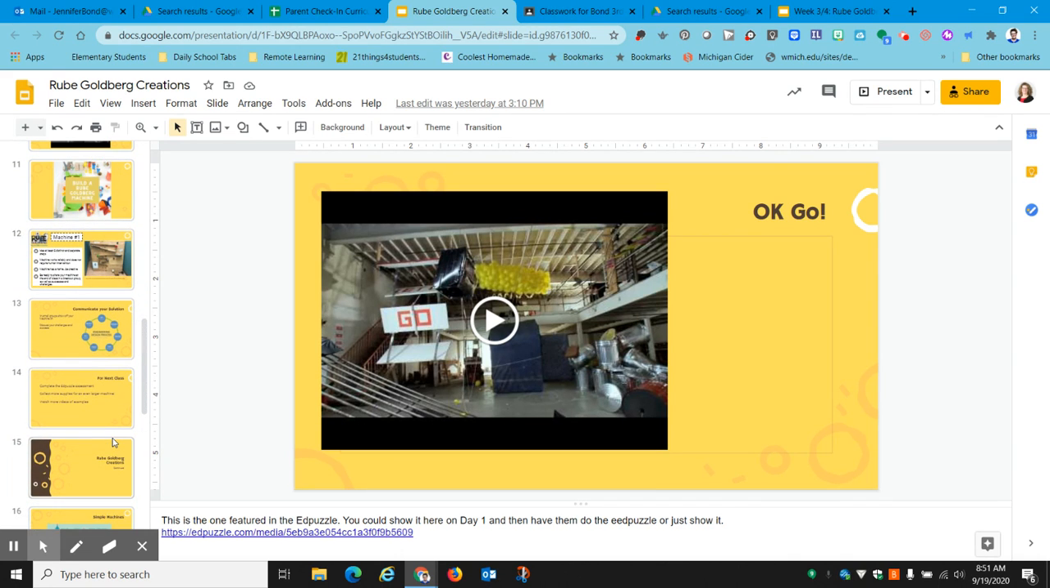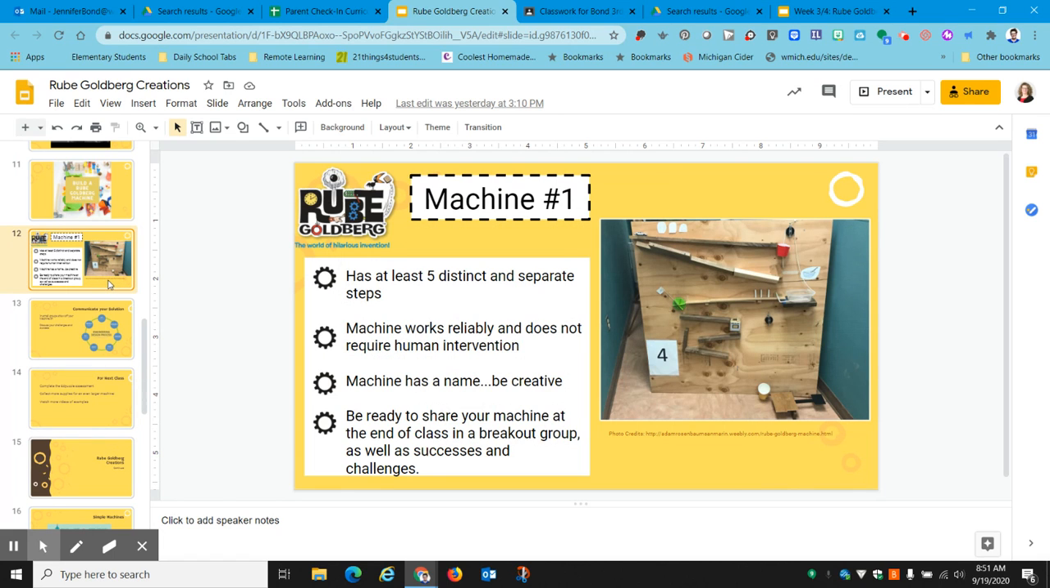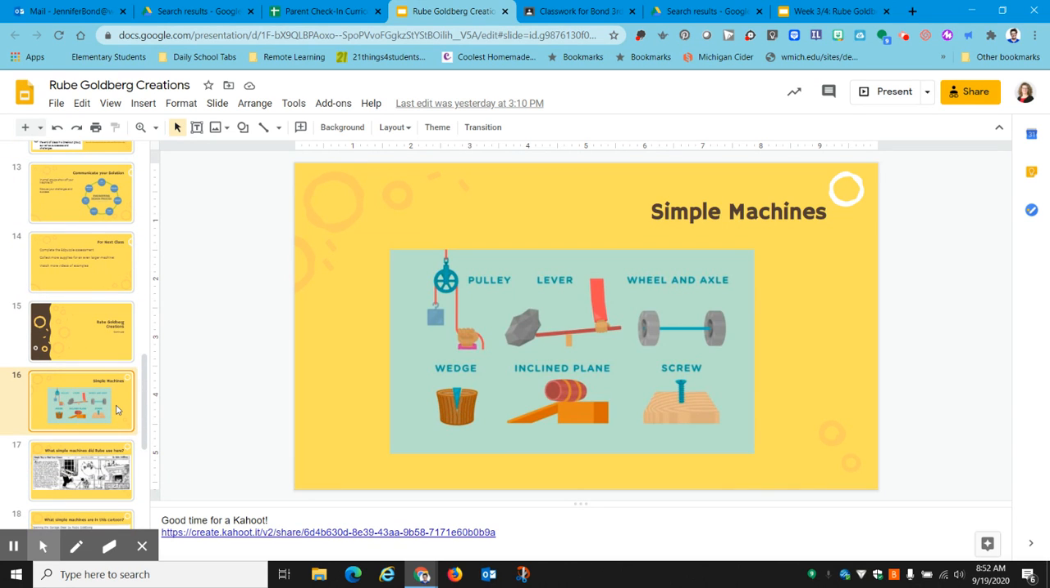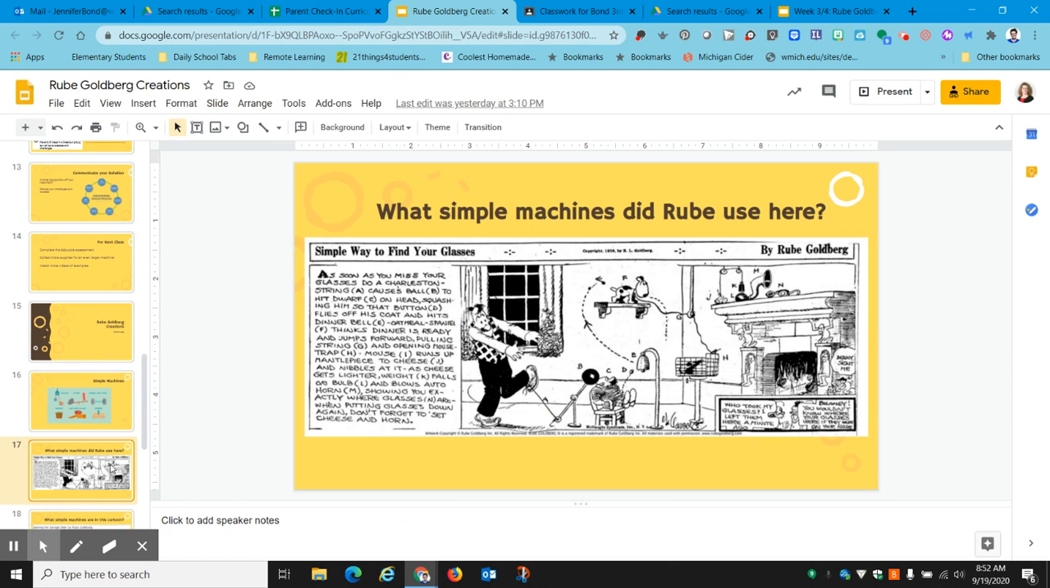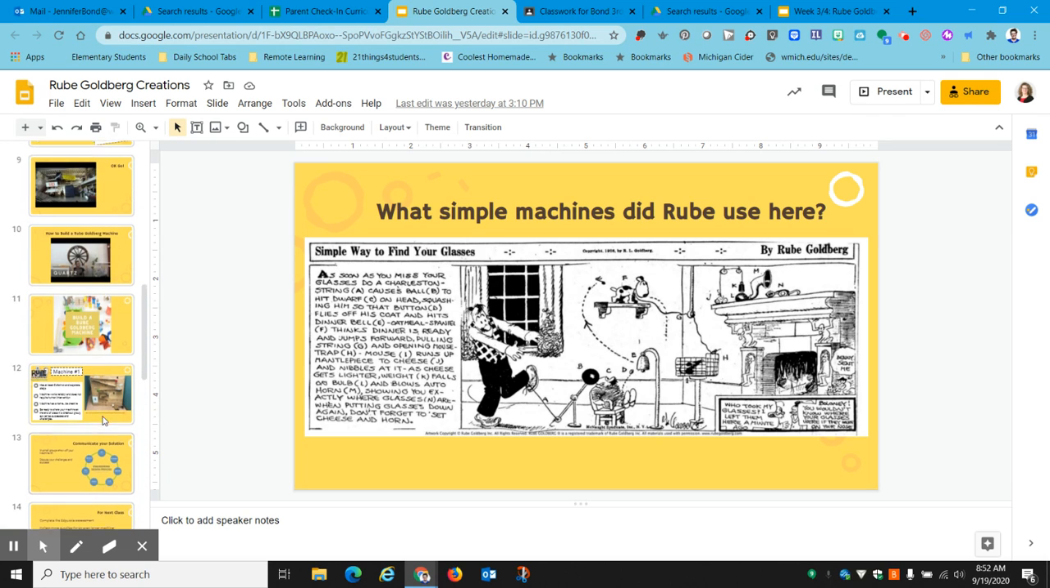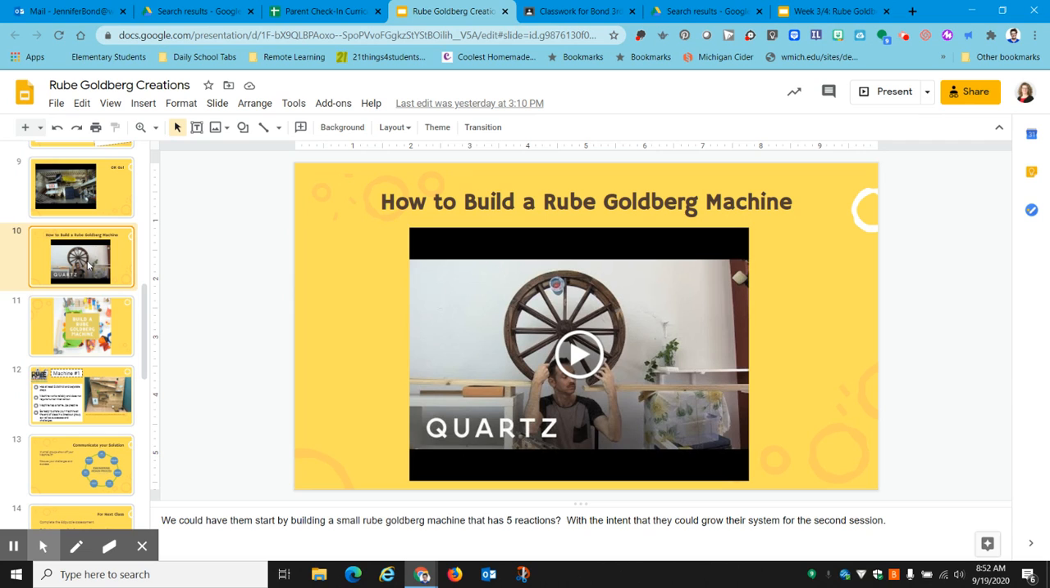And then the next day, we were talking about perhaps gathering more materials and creating a simple machine that has at least five distinct separate steps. In addition to that, we discussed the importance of simple machines and how to utilize them in a Rube Goldberg machine. And we talked about those things, as well as watched videos on how to build your own Rube Goldberg machine.